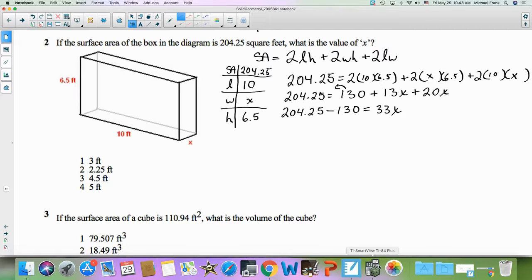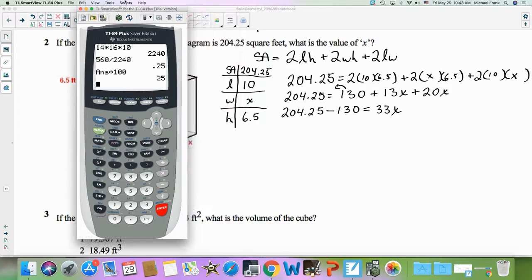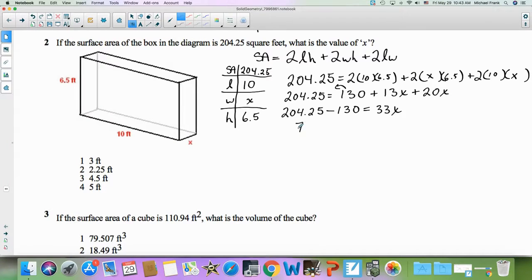Now, as to not make any silly errors here, which I don't want to do, I'm going to say 204.25 and use my calculator to subtract 130. And that gives me 74.25. 74.25 is equal to 33x.